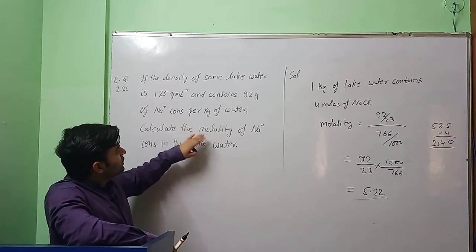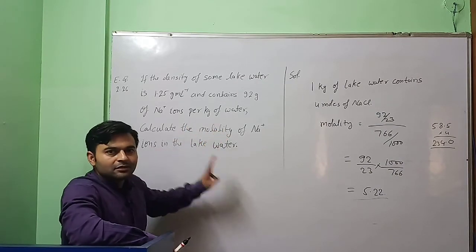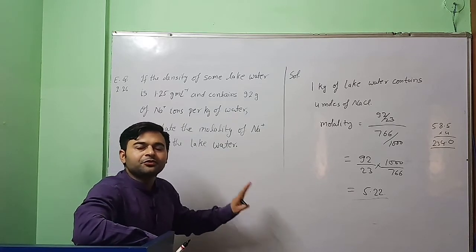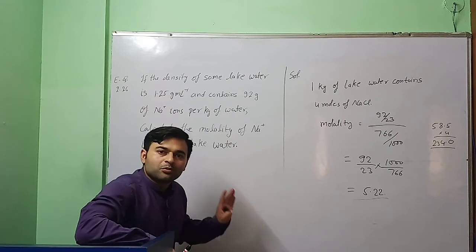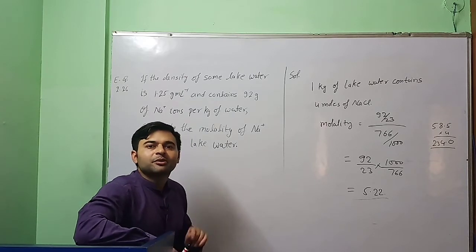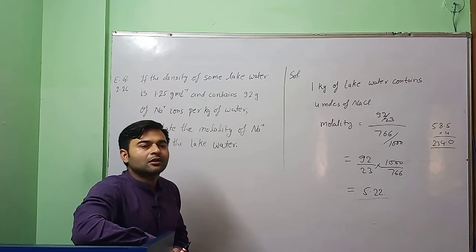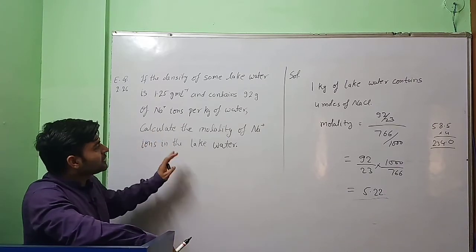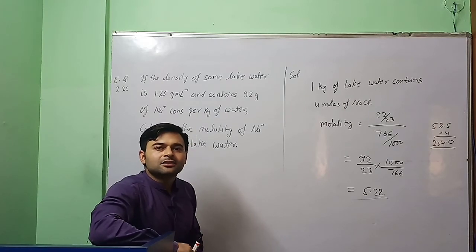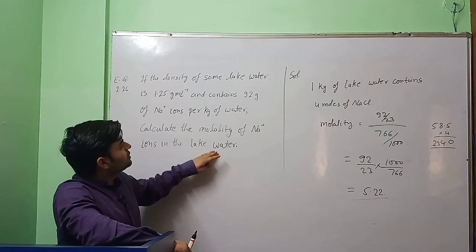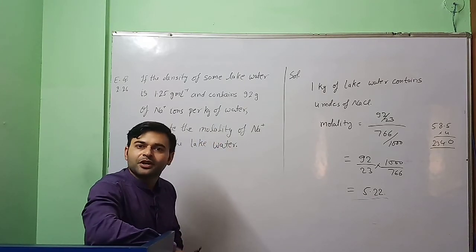But if the question is for molality as it is written in the book, the correct answer will be 4.41 m. And if it is for molarity, then only the answer will match with the answer mentioned in the NCERT book. So these are the different cases for this question, and the correct answer for this question based on the information given is 4.41 m, which we have already solved.